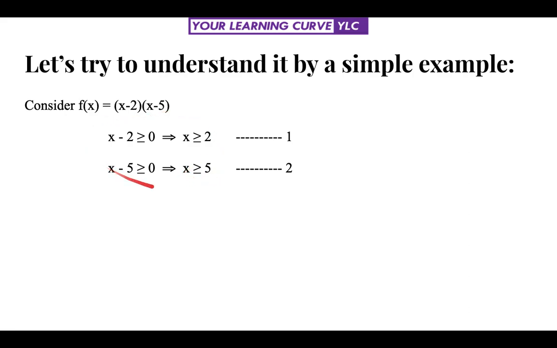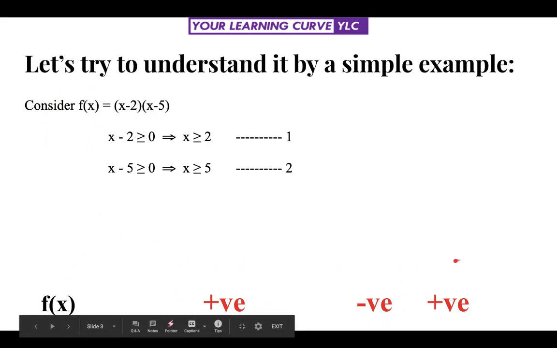You must know the basic rules of inequalities: we can add or subtract the same number on both sides of the inequality. We can multiply or divide by the same positive number on both sides of the inequality. But when we multiply or divide by a negative number in an inequality, we have to change the sign of the inequality. Now let's observe when this function f(x) will be positive or negative.